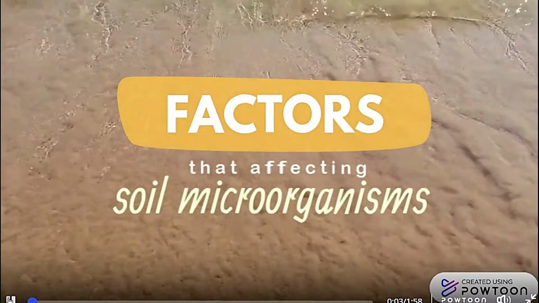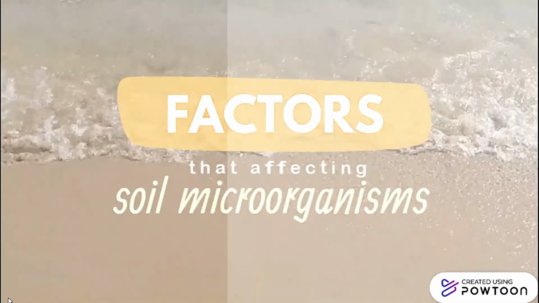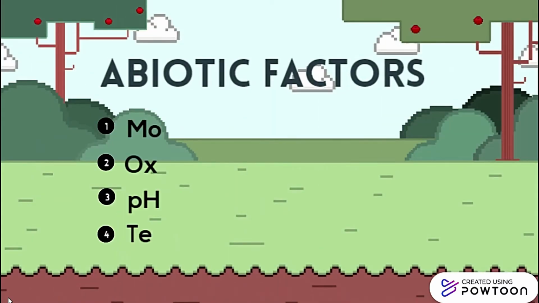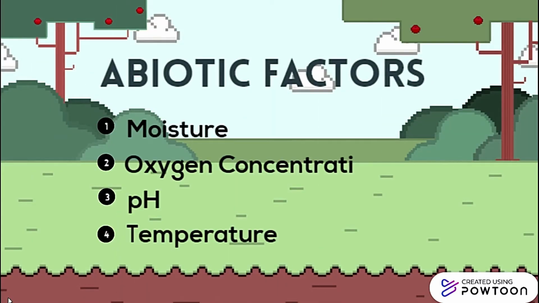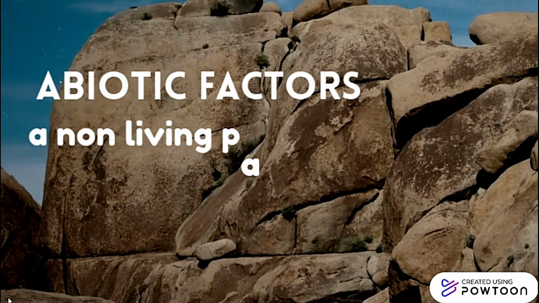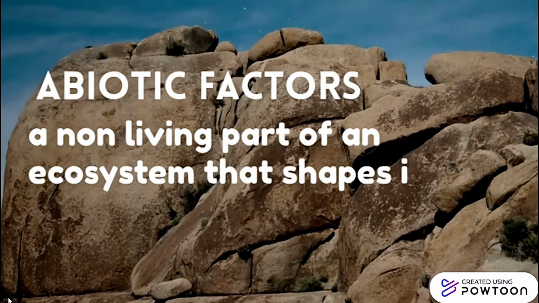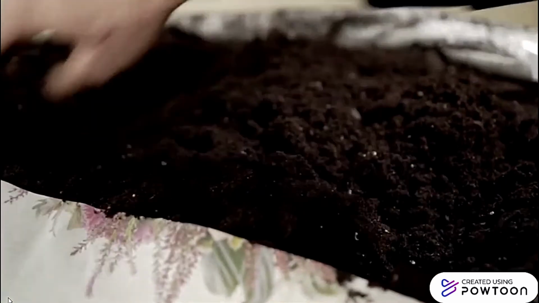There are some factors that affect soil microorganisms. The abiotic factors are moisture, oxygen concentration, pH, and temperature. But first, what is an abiotic factor? An abiotic factor is a non-living part of an ecosystem that shapes its environment.